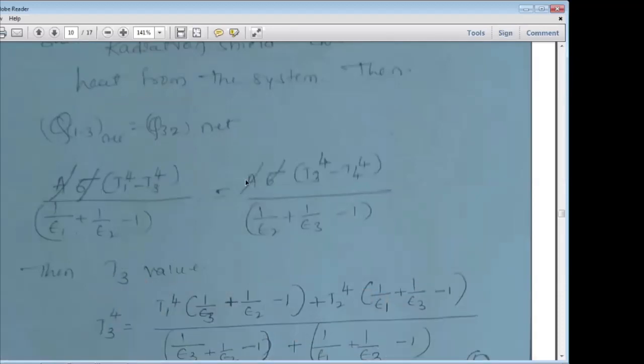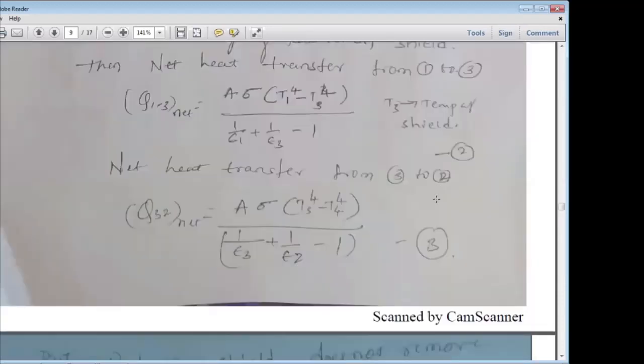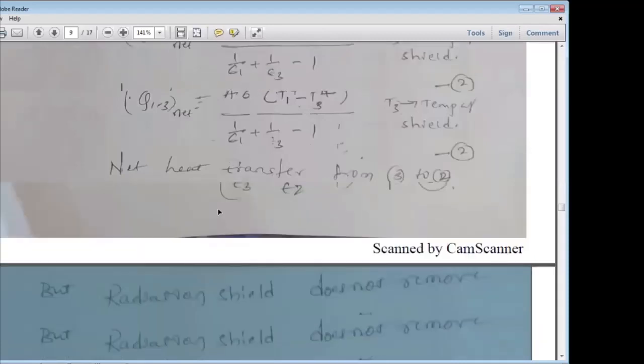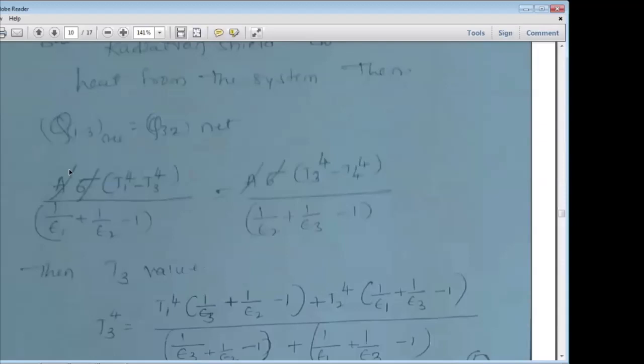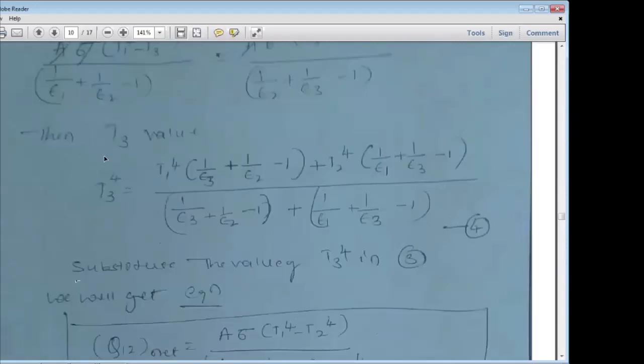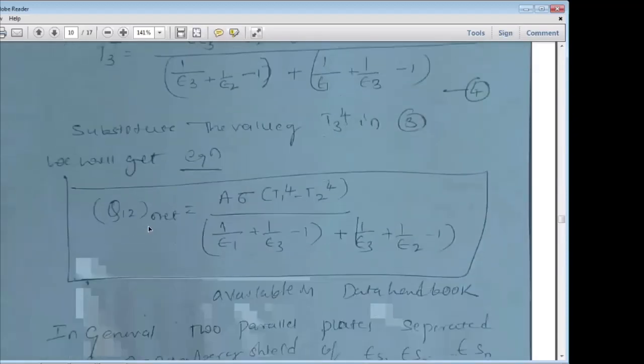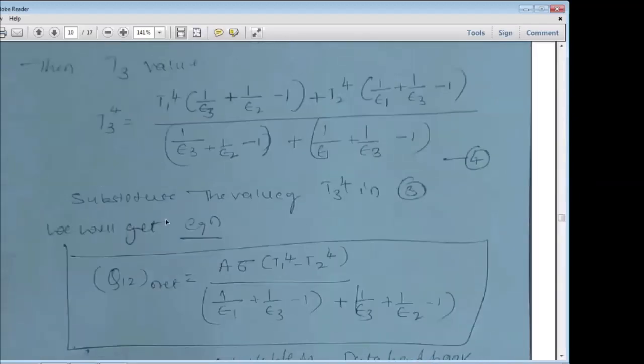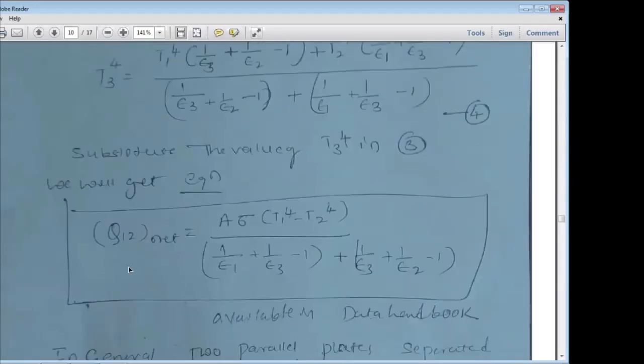Equate equation number 2 and 3. Both areas are the same and the Stefan-Boltzmann constant is the same, so by using these equations you can simplify and identify the temperature T3. Then substitute this T3 in equation number 3 and you will get the equation for Q12 net.